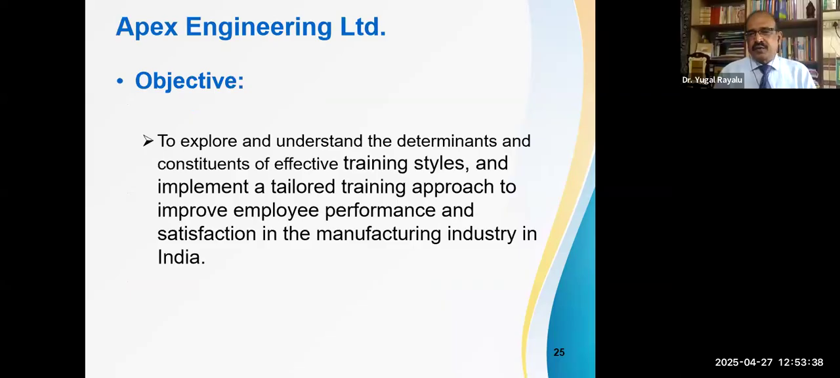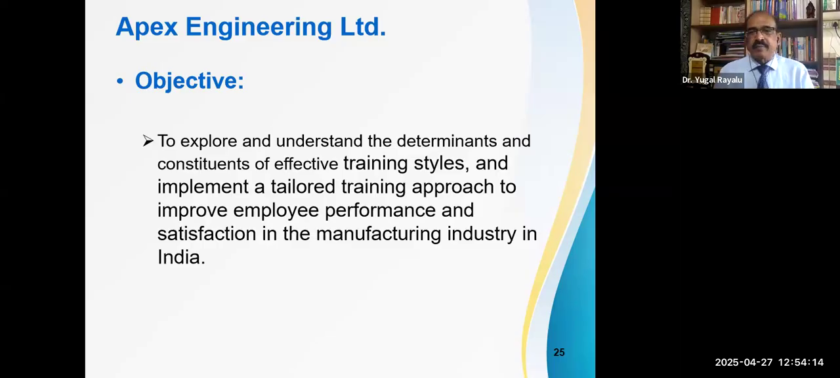Okay, so objective, what was the objective? To explore and understand the determinants and constituents of effective training styles and implement a tailored training approach to improve employee performance and satisfaction in the manufacturing industry in India. Now, what Mr. Ricky Singh was trying to say. See, you have to satisfy the manufacturing industry in India, right? Their automobiles are dependent on the spare parts made by you.